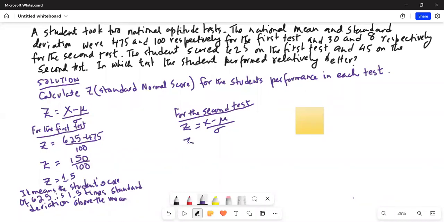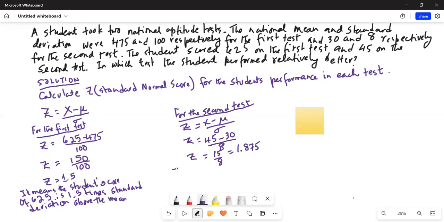So Z is equal to, his score was 45 and the mean was 30 for that second test with a standard deviation of 8. So Z is how far the number 45 is located above the mean divided by the standard deviation. So Z will be how many standard deviations above the mean of 30 the number 45 is located, which is 15, the difference, divided by 8. So 15 divided by 8 is 1.875.